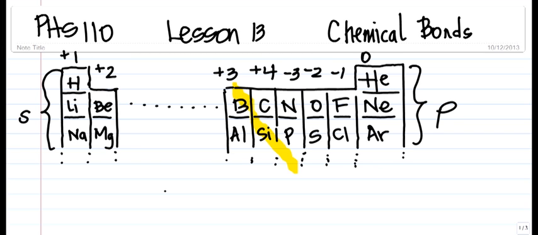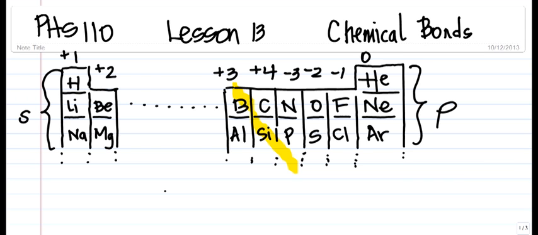Well, this goes into your Lewis dot structures. So a positive 1 means that everything in that column has 1 valence electron to give up. A positive 2 means that everything in that column, beryllium, magnesium, have 2 to give up. On the flip side, fluorine has a negative 1, meaning it wants to take on 1. Oxygen has a negative 2, meaning it wants to take on 2 more electrons for its valence shell.